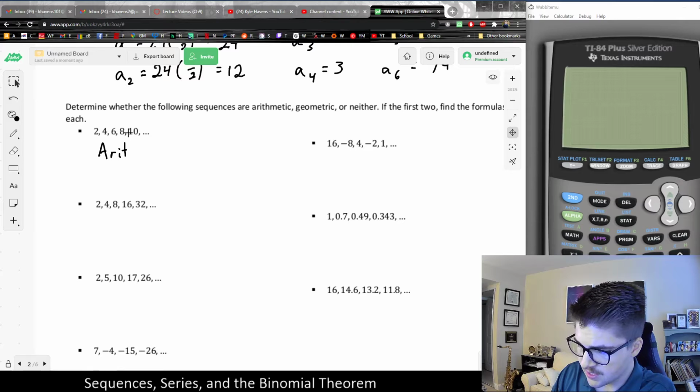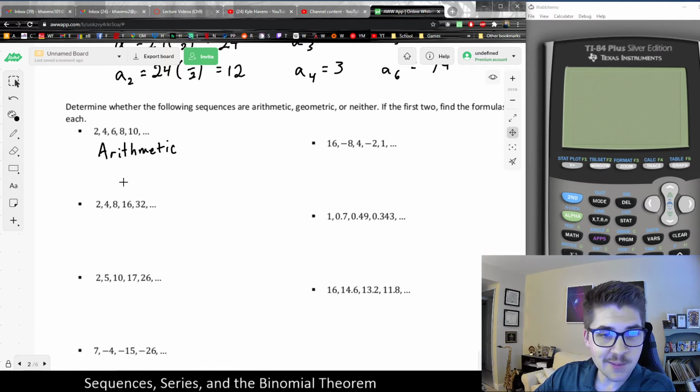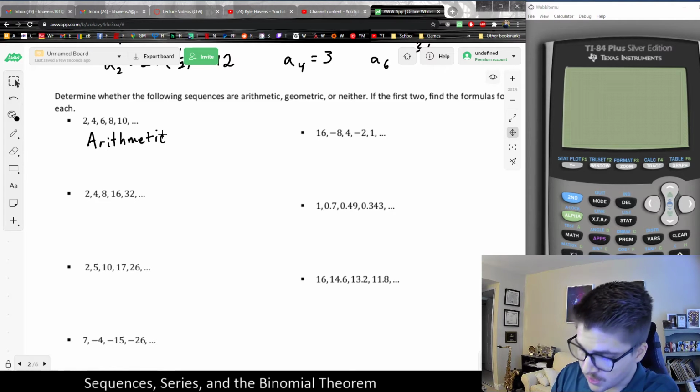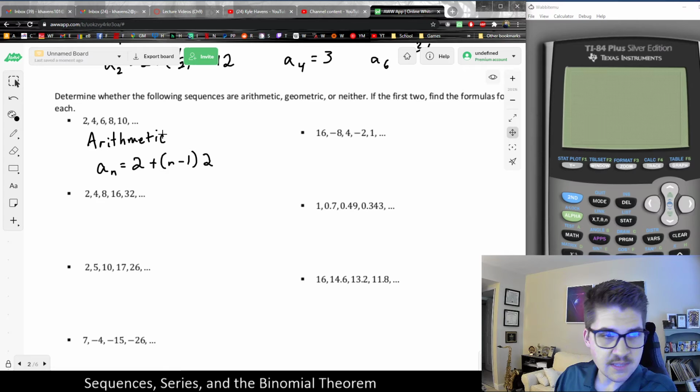We can see that it is growing by 2 each time. So since the common difference is 2, this sequence would be arithmetic. And once I identify it to be arithmetic, if I wanted to write the formula, I could begin with the formula for the nth term. It's always the first term plus n minus 1 times the common difference, d, which is 2. And that would simplify to be 2n, because each term is just twice the index.